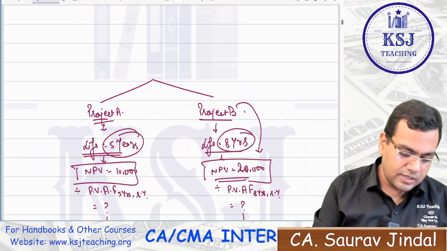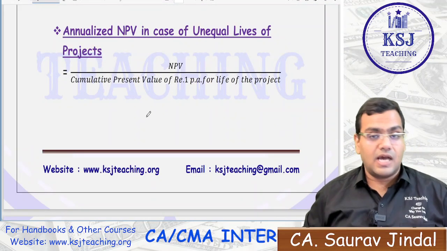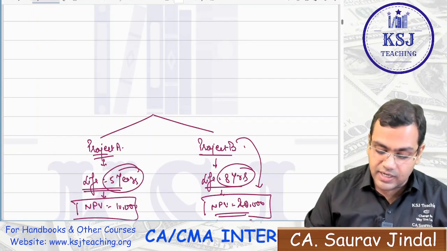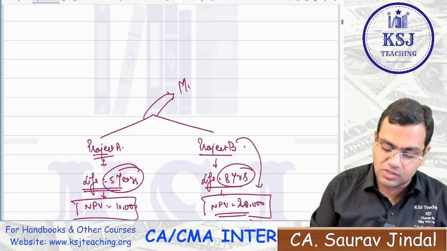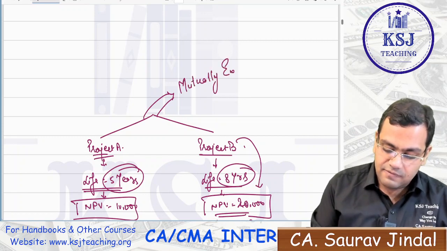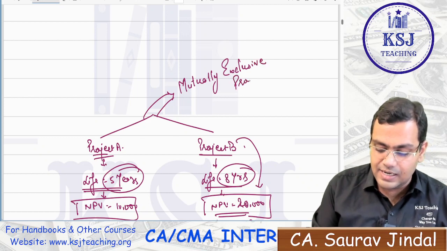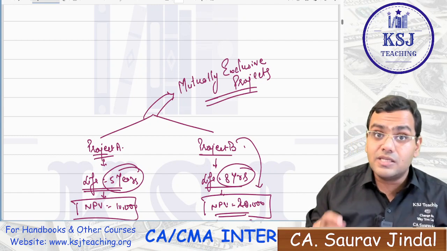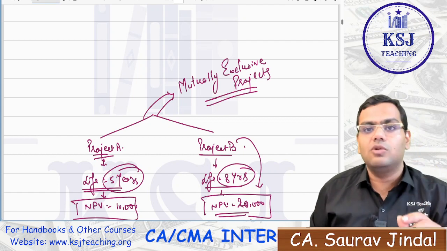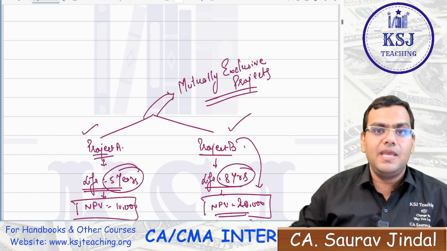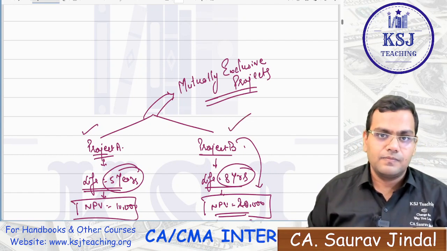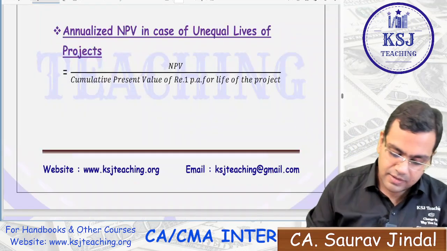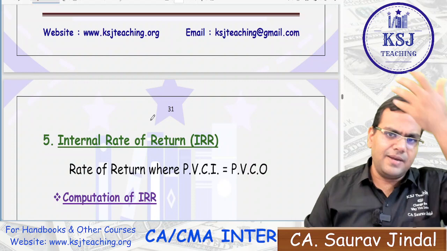So this is another important area where the lives of the two projects are different. This is very important, sir, right? And when will this be applicable, sir? This will be applicable only in case of mutually exclusive projects, when you have to select one project. If these are independent projects, then no issue, sir. If both the projects are giving you positive NPV, go for both the projects. This will be applicable only in case of mutually exclusive projects, when you have to choose either project A or project B, and your decision is based on the NPV. So in this case, the decision will be based not on NPV but on the equivalent NPV, the annualized equivalent NPV, one and the same thing.